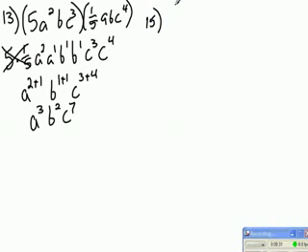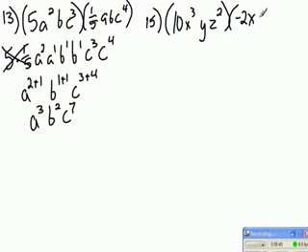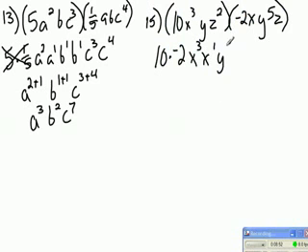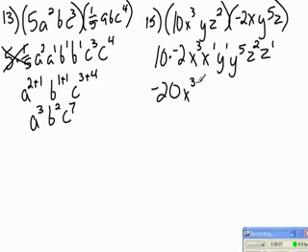Number 15 gives me 10x to the 3rd, yz squared, and negative 2xy to the 5th z. Alright, so I'm going to rewrite this again. 10 times negative 2, x to the 3rd, and x to the 1st, y to the 1st, y to the 5th, z squared, and z to the 1st. So again, just rearranging all the things that were already there. Didn't do any work yet. 10 times negative 2 will give me negative 20. X becomes 3 plus 1. Y becomes 1 plus 5. And z becomes 2 plus 1.